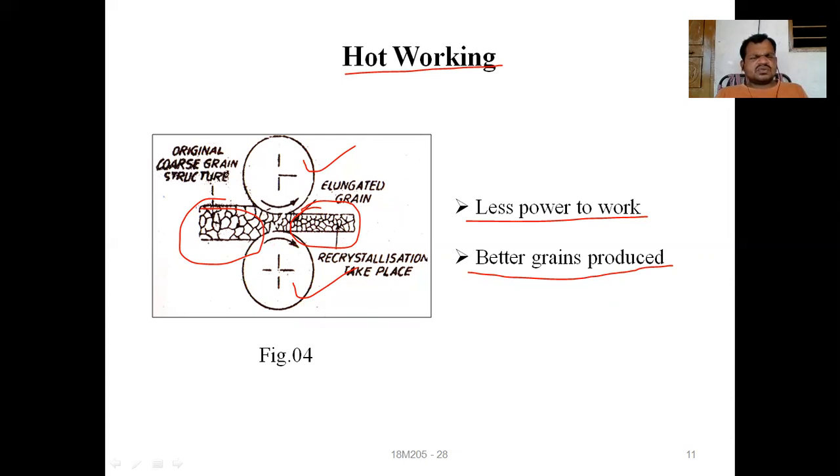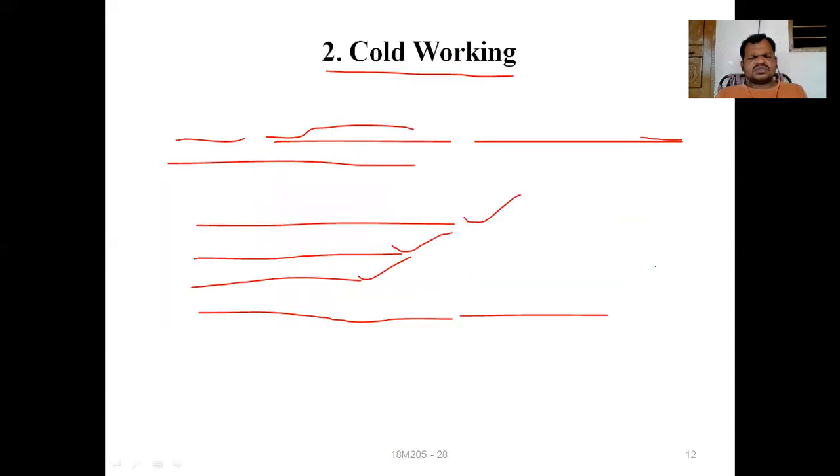It means a virgin coarse grain structure before the operation, and after this there are elongated grains after the hot rolling process. Less power to work, and better grains are produced.